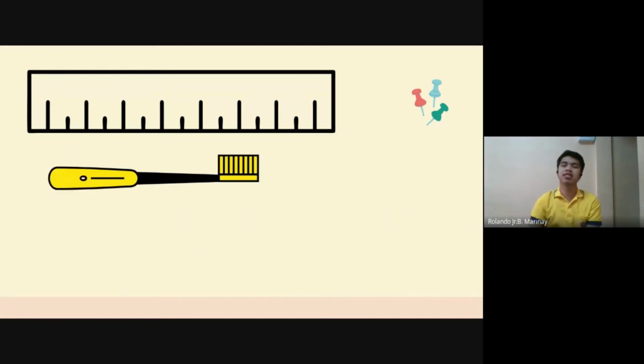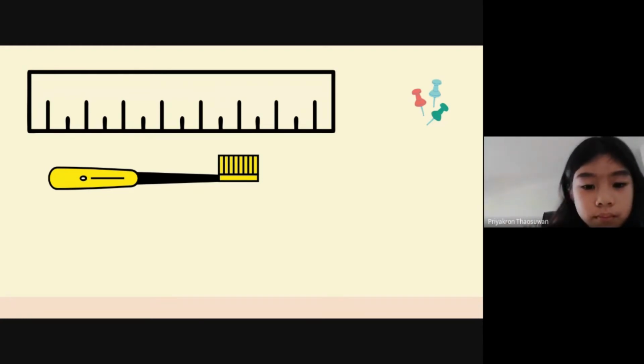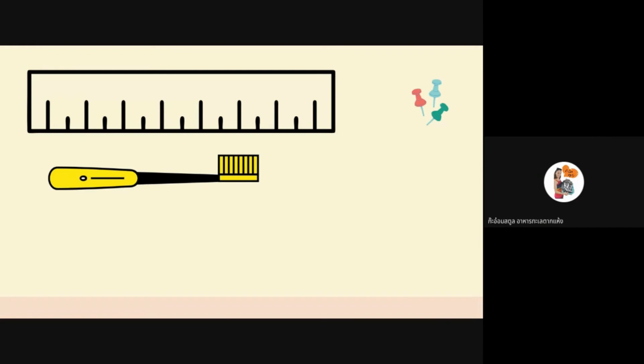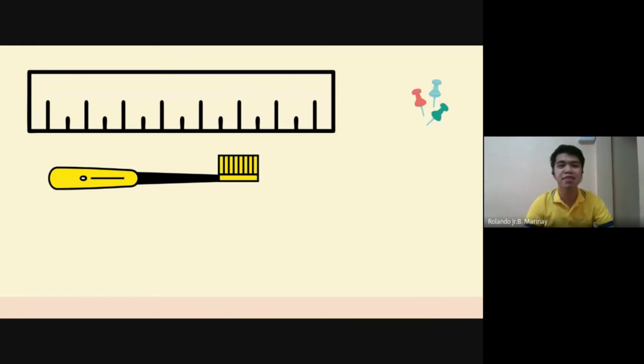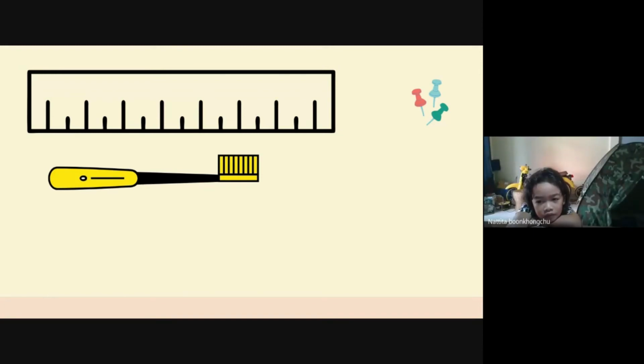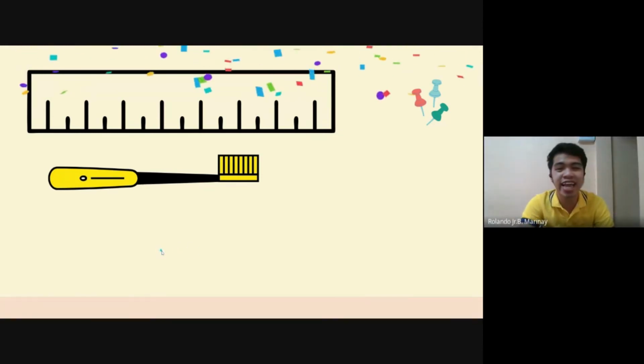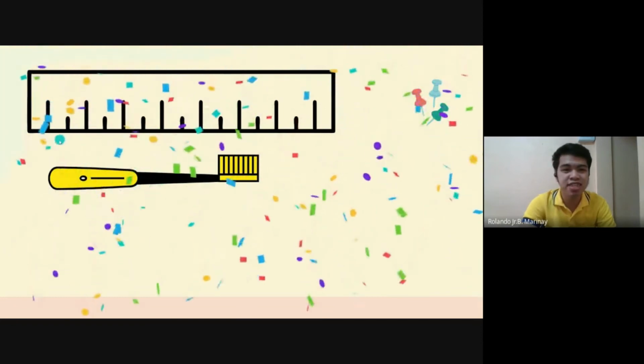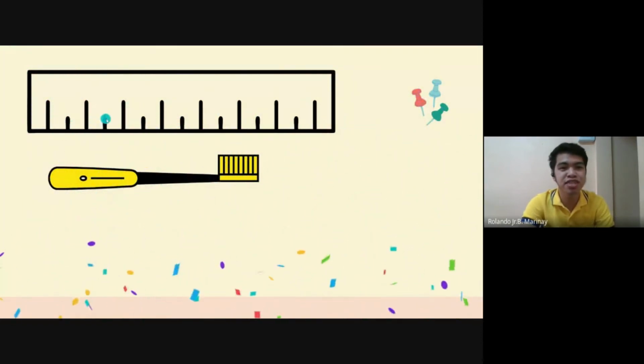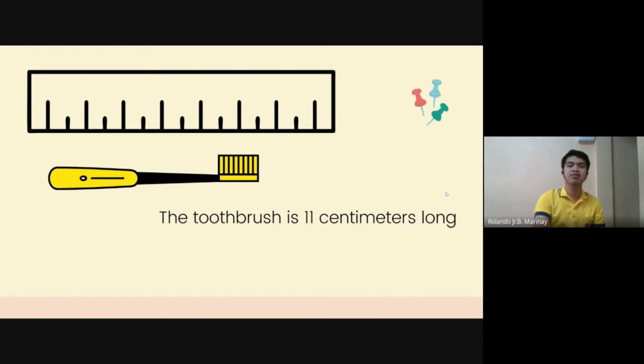Next, the toothbrush. Can you tell me how long it is? 11. Very good. It is 11 centimeters long. Good job. Why? Because we started from 0, 1, 2, 3, 4, 5, 6, 7, 8, 9, 10, 11. So the toothbrush is 11 centimeters long.